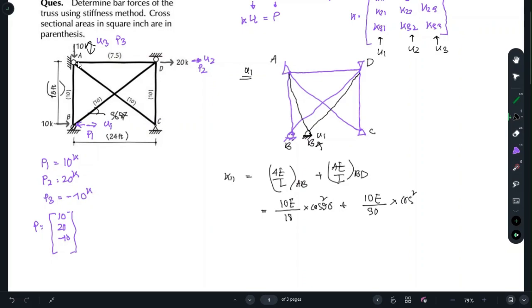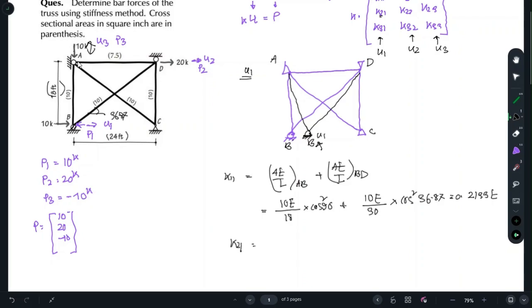Cosine squared 36.87. So you will get a value of 0.212133. So this is K11. So you will find K21. So how do you find out K21?